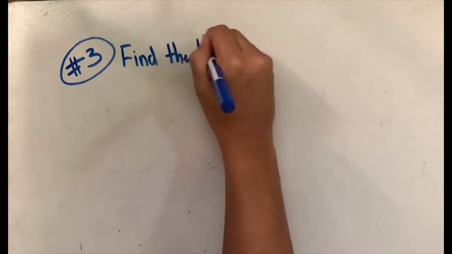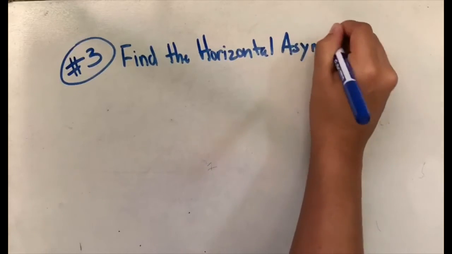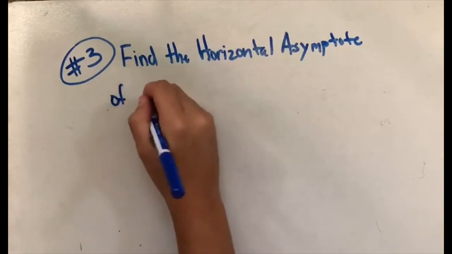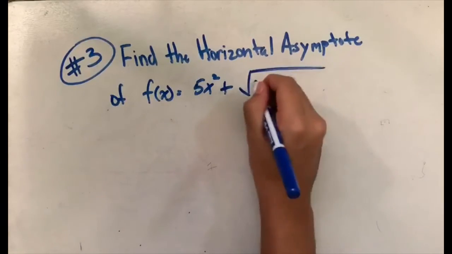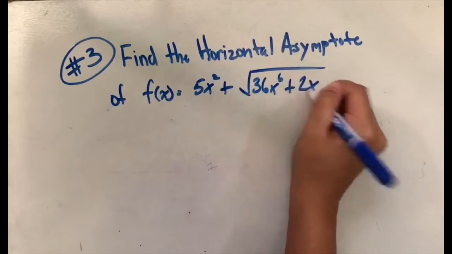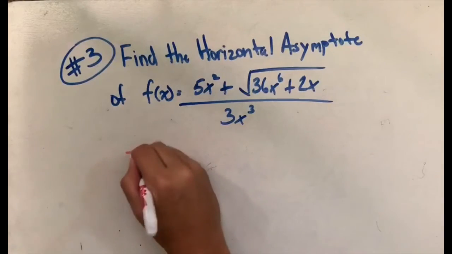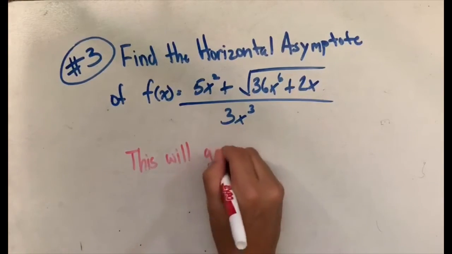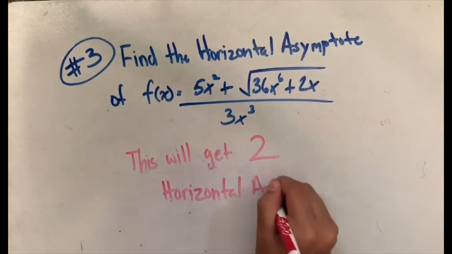For our third and final example, we are going to be finding the horizontal asymptote of f of x equals 5x squared plus the square root of 36x to the power of 6 plus 2x all over 3x cubed. What makes this problem unique is the fact that we'll be ending up with two horizontal asymptotes.